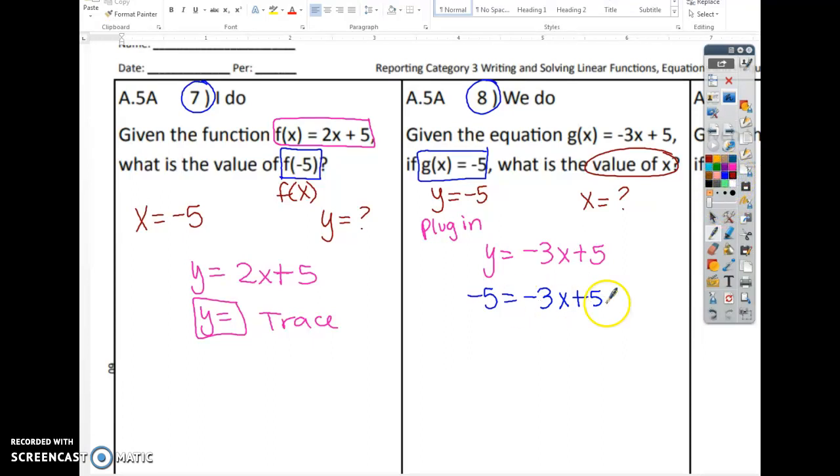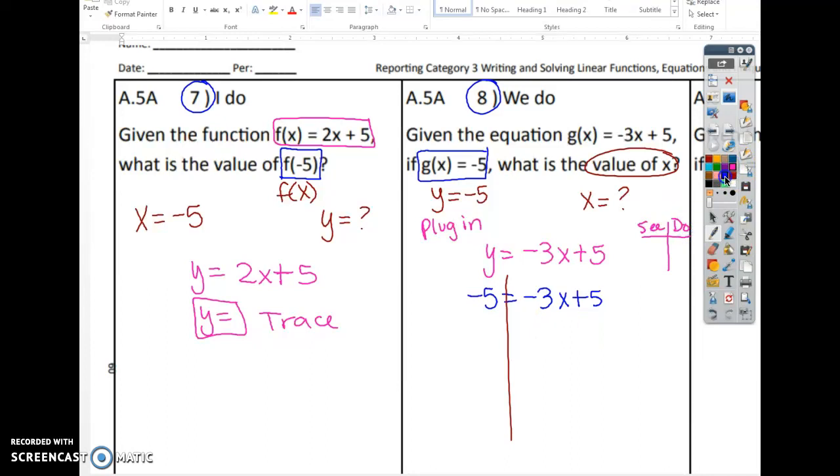So this one I cannot put in y equals. This one we're actually going to have to solve for x. Okay? So make sure that you go back to number 7 in a little bit. You put the equation in y equals, trace, and you go do x equals -5 to see what the y gives you. But for this one, we're going to see do.